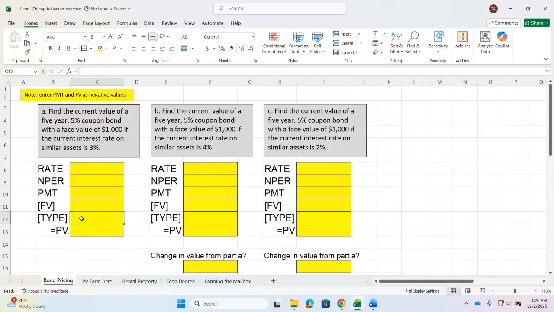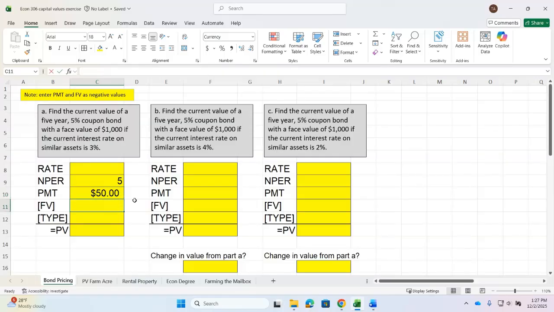And then the type, beginning or end, I always just go with end. It doesn't matter that much. It's when the payments occur. End of period, 0. Okay, so let's just read the scenario and plug and check here. Find the current value of a 5-year, 5% coupon bond. Okay, there's my N per, 5. 5% coupon, 5% of the face value of $1,000. That's $50 per year.